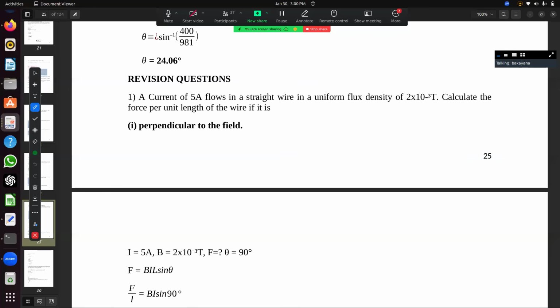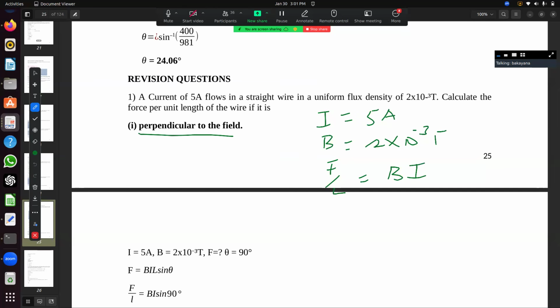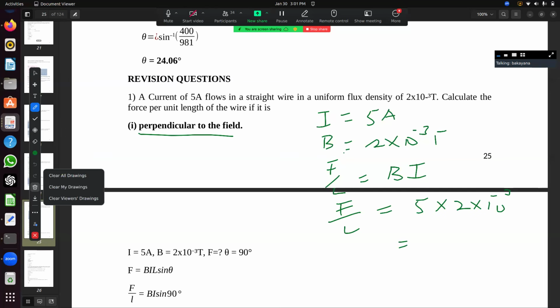Calculate the force per unit length. Here, the current is given as 5 ampere, and the magnetic flux density is 2 times 10 power negative 3 Tesla. Force per unit length is given as BI. When they say the wire is perpendicular to the magnetic field, it means sine alpha is 1 because alpha or theta is 90. So we can get force per unit length by just multiplying 5 times 2 times 10 power negative 3, and then you get your answer as the force per unit length.